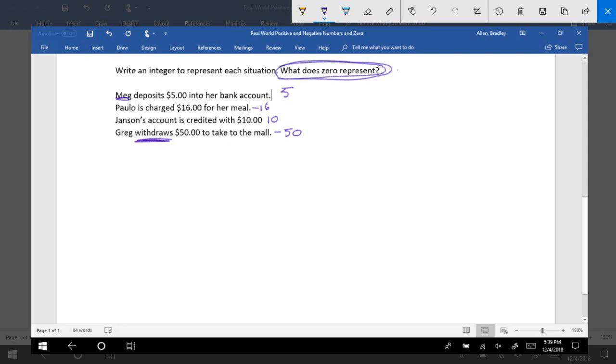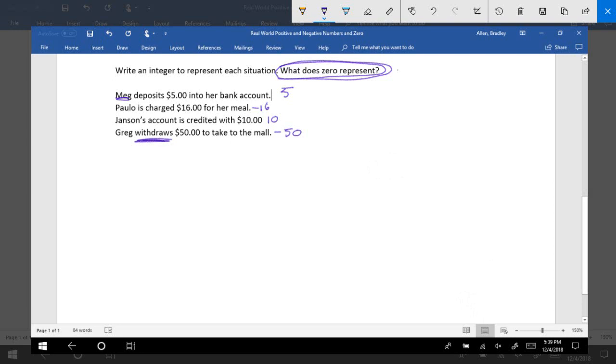What does 0 represent? In all these situations, people are spending money, and we want to think about what 0 represents. Let's think about the first one. Meg deposits $5 into a bank account. What are we measuring from, or what is the original number? I would say the original number here is however much money was in Meg's bank account. So what represents 0 in situation 1 is the amount of money that was in her bank account before the $5. You could just say the original amount of money, or the money Meg had before putting $5 in.